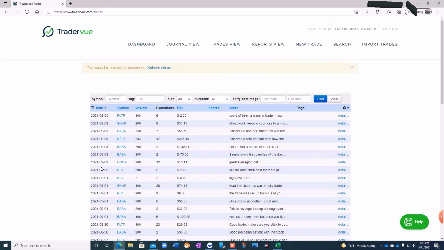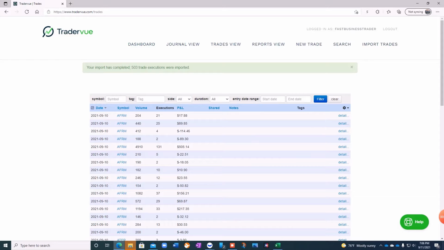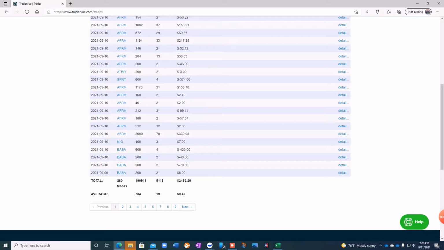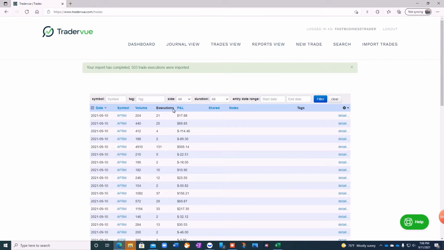This is going to take a minute to do. All right, let's hit refresh. Okay, 503 trade executions were imported. Just so y'all know, I have the free version, so I don't have unlimited everything. So there are going to be some things that work and some things that don't. So we'll go ahead and get started on this.